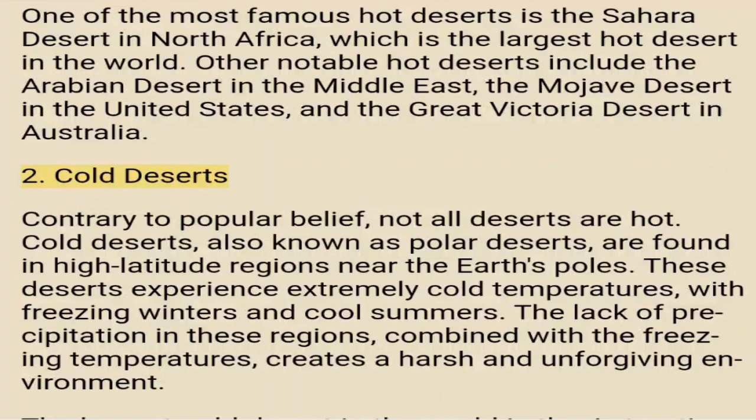2. Cold deserts. Contrary to popular belief, not all deserts are hot. Cold deserts, also known as polar deserts, are found in high-latitude regions near the Earth's poles. These deserts experience extremely cold temperatures, with freezing winters and cool summers. The lack of precipitation in these regions, combined with the freezing temperatures, creates a harsh and unforgiving environment.